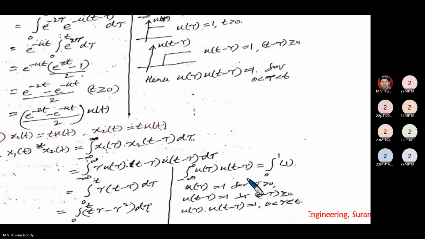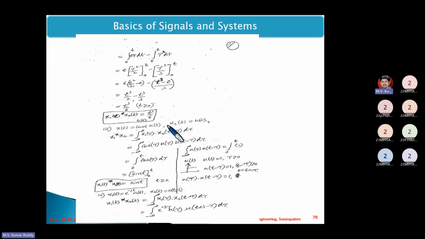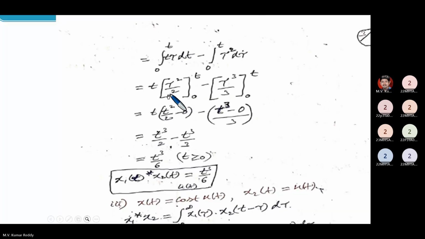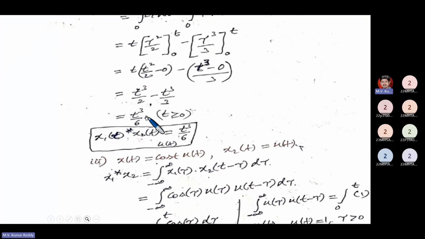Now find the integration. After integration, t square by 2 minus 0, and t cube by 3. Now t square into t cube, t cube by 6. At last what do we have to write? Into u of t: t cube by 6 into u of t.